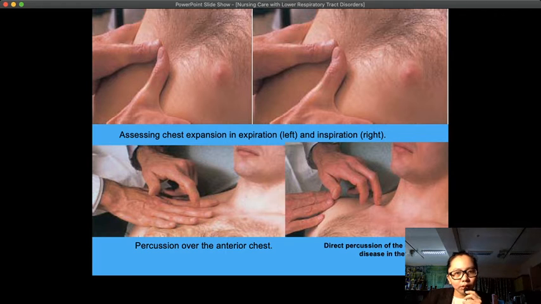And then, assessing chest expansion on inspiration and expiration, when you have your breathing exercises. Percussion over the anterior chest, and then direct percussion of the clavicles for disease in the lung apices.